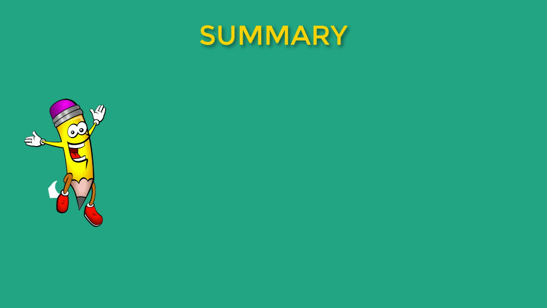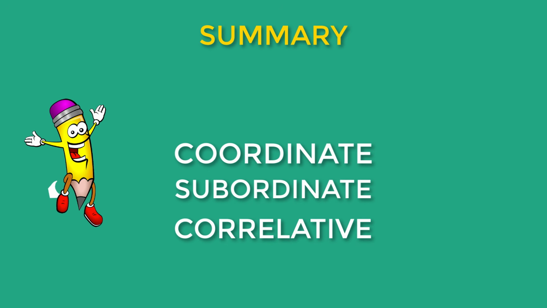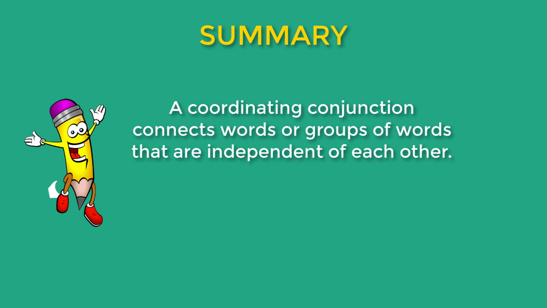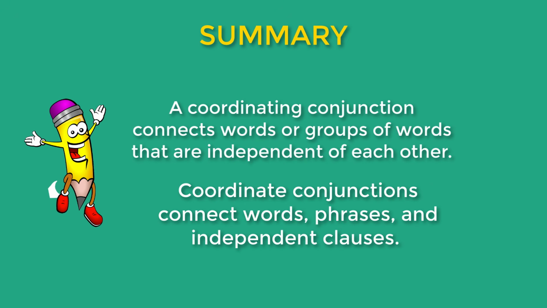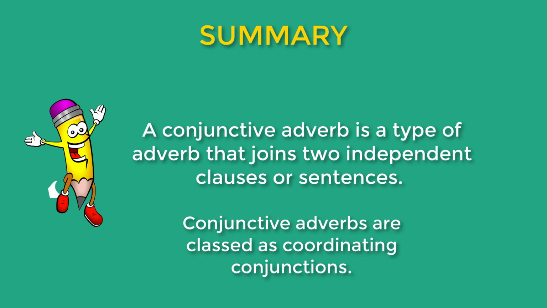To summarize, there are 3 main types of conjunctions: coordinating, subordinate, and correlative. A coordinate conjunction connects words or groups of words that are independent of each other. In other words, coordinating conjunctions connect words, phrases, and independent clauses. Remember the acronym FANBOYS. A conjunctive adverb is a type of adverb that joins together 2 independent clauses or sentences. It is classed as a coordinating conjunction.